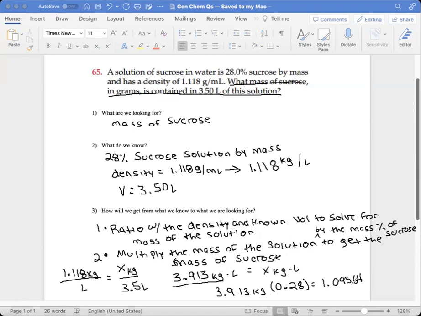1.09564. But we certainly don't want that many sig figs. How many sig figs do you think will be appropriate to keep? Well, let's look at the question. There are 3 sig figs in the mass percent, 4 sig figs in the density, and 3 sig figs in the volume. And so we will get 3 sig figs at the end. So this will round to 1.10 kilograms is our mass of sucrose in this solution. And now we're done.